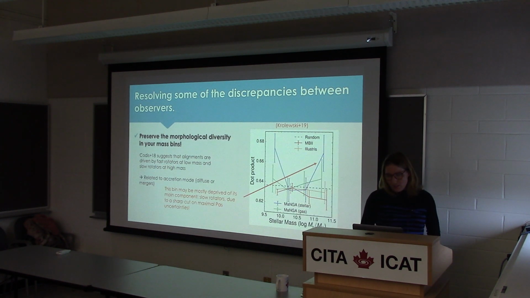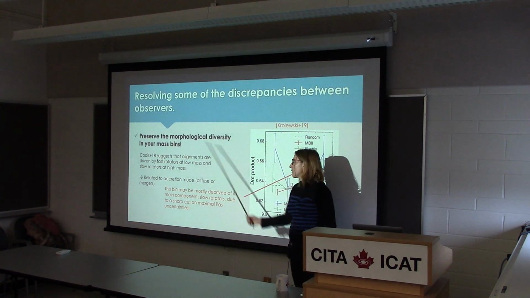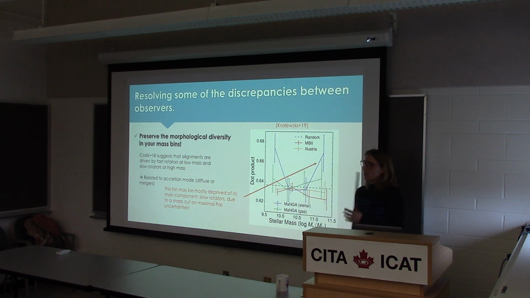And the last important piece of advice is to preserve the morphological diversity in your mass bins. What some papers suggest, and in particular Codis 2018, is that alignments are driven by fast rotators at low mass and slow rotators at high mass. And this is related to the mechanism that gave rise to those populations in the first place. You're talking diffuse accretion at low mass, so you're likely to form disks, and mergers at high mass. So you expect a bigger population of slow rotators in the mix.